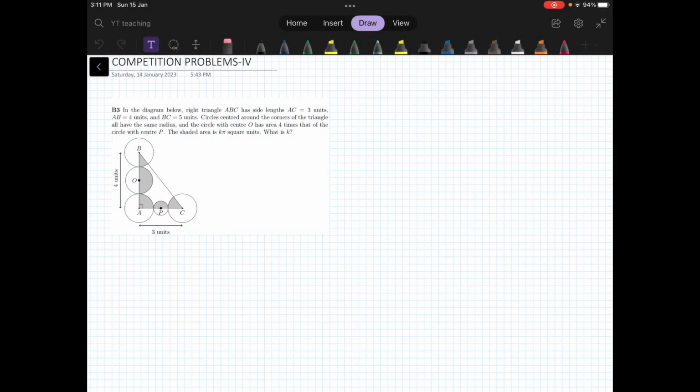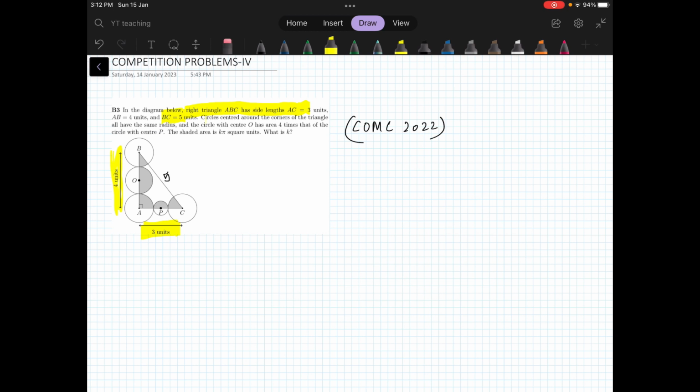So here again we have a question from COMC 2022. So this is the problem. You can look at the problem. The problem says in the diagram below, right triangle ABC has sides AC equal to 3 units. So you are given the length of AC, 3 units here, and AB is 4 units. You're given AB is equal to 4 units and BC is 5 units. So this is 5. Okay.